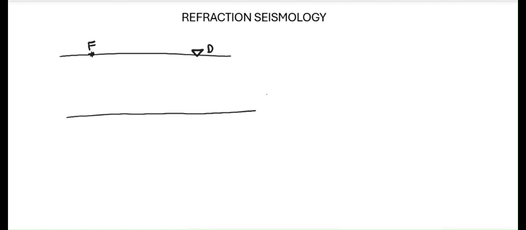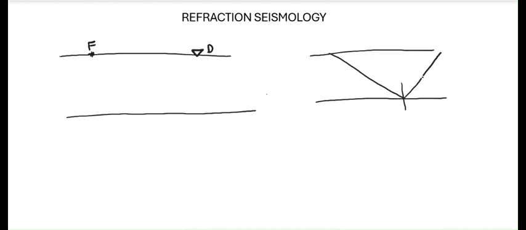Looking at refraction seismology. Initially, we thought that when a seismic wave is incident at a boundary, there are some possibilities: one, the wave will be reflected, or it will be what? Refracted. In terms of reflection, it occurs within the same medium, and so our angle of incidence is equal to our angle of reflection.